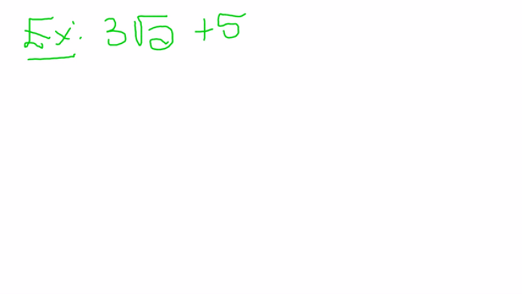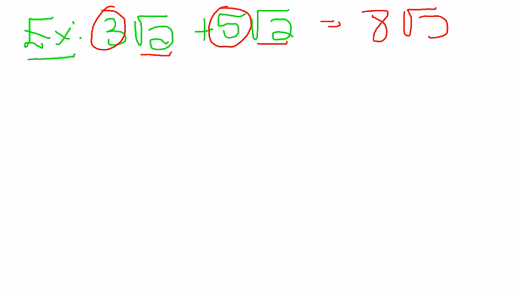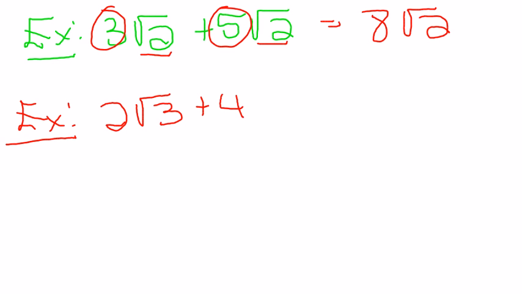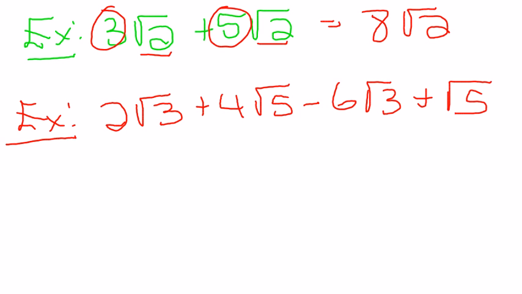So now let's go into some additional examples of adding and subtracting radicals. I have 3 square root of 2 plus 5 square root of 2, which again, they both have the square root of 2. So yes, I can add my 3 and my 5 to get 8 square root of 2. I'm just going to keep going with some more examples. 2 square root of 3 plus 4 square root of 5 minus 6 square root of 3 plus square root of 5. So here we just have more than one term.